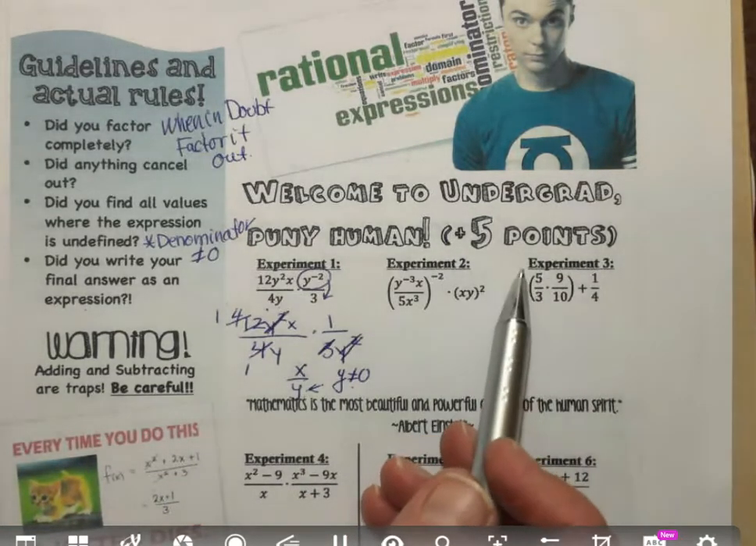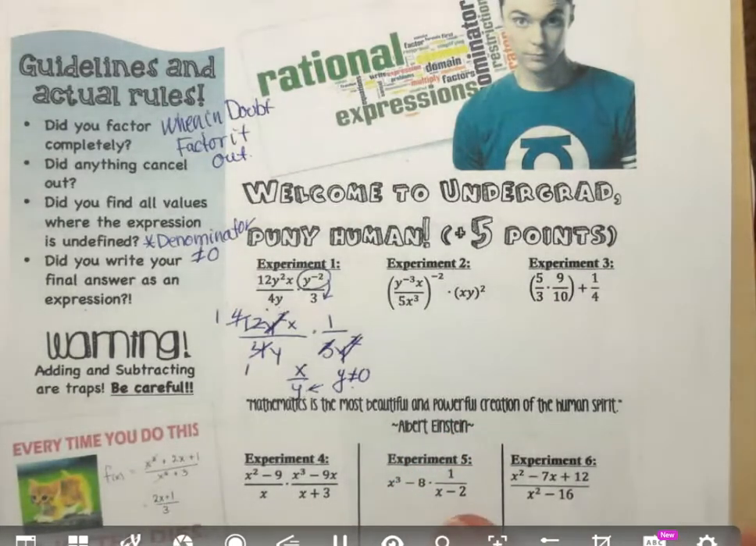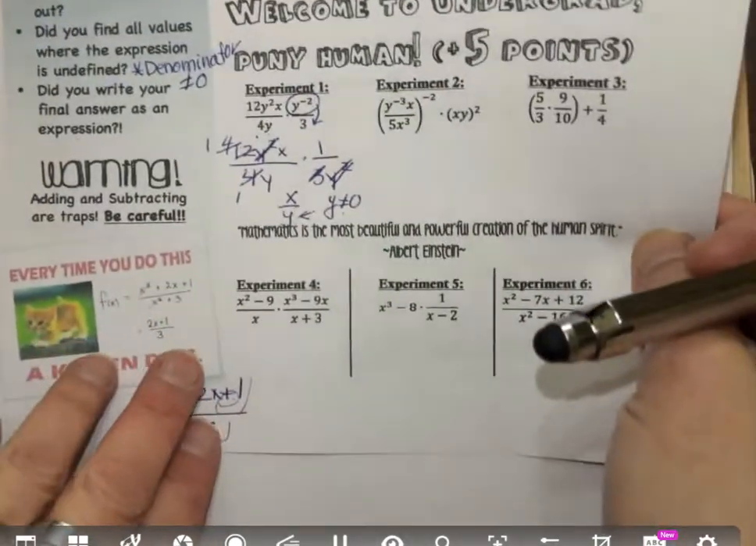Experiment number 3, parentheses, says we multiply the fractions first and then add. So I'll leave that one to you, and then you have experiment 2.